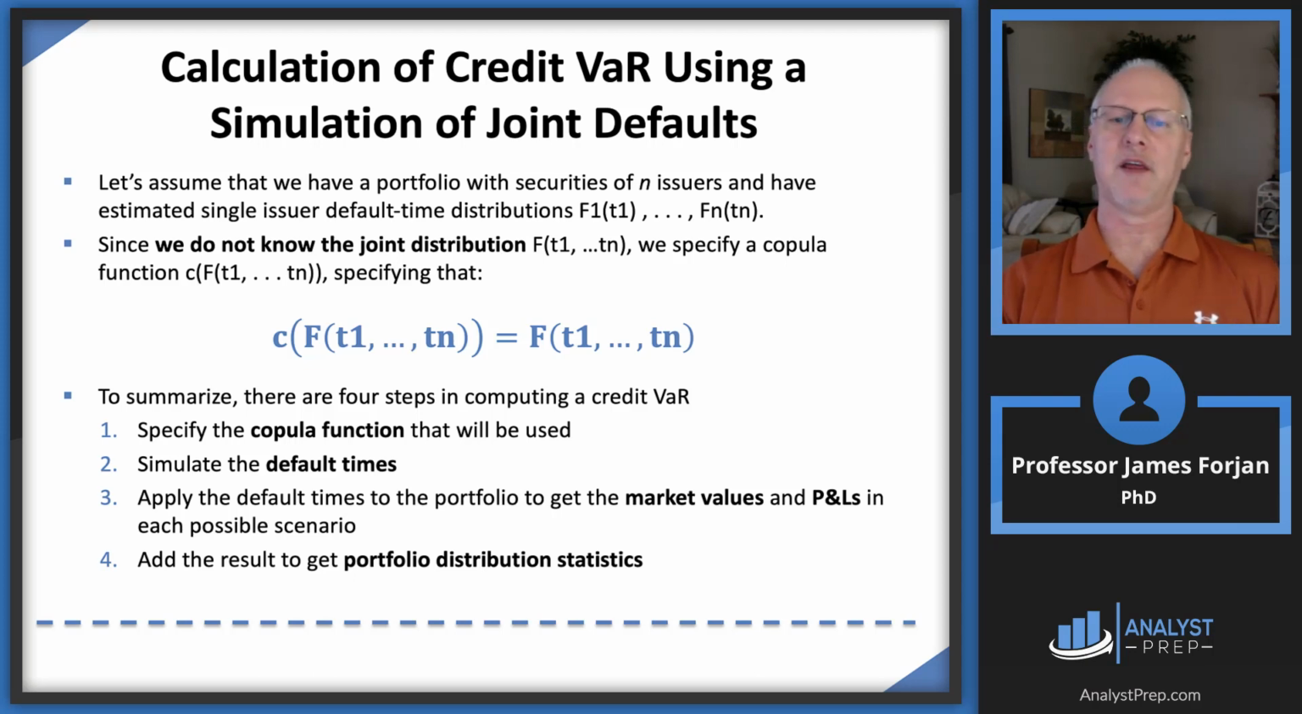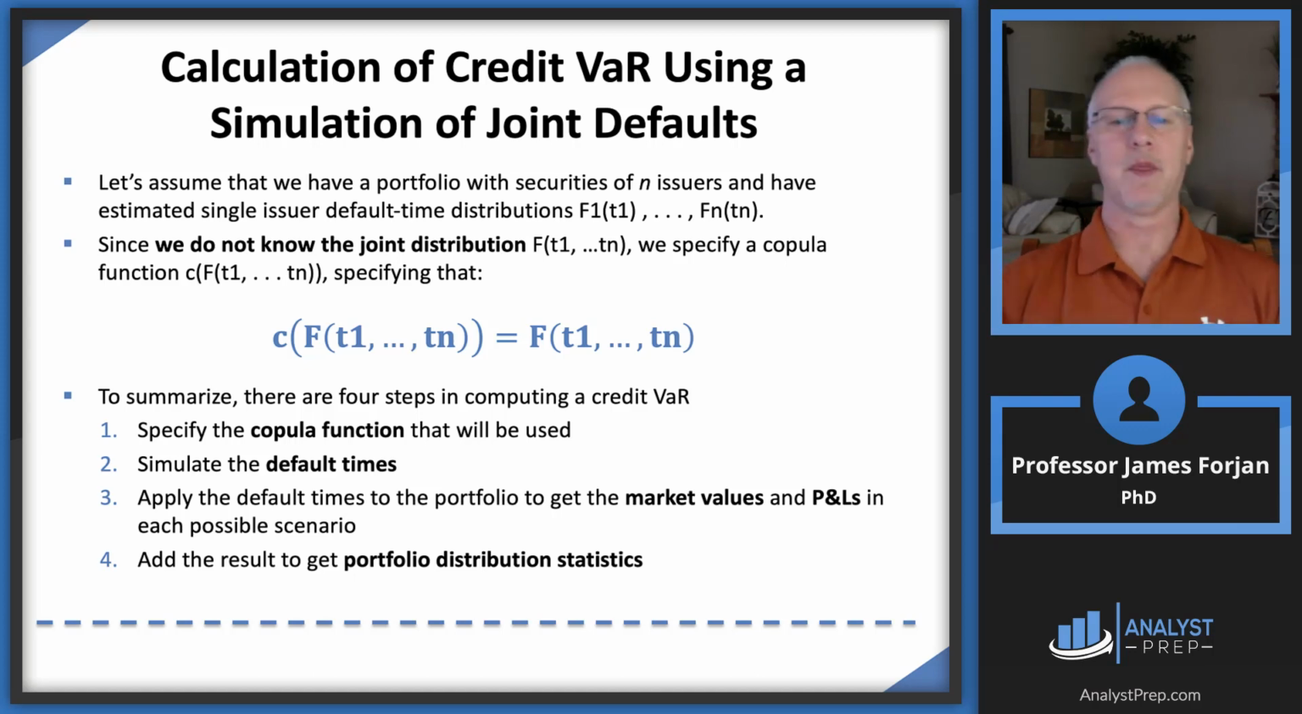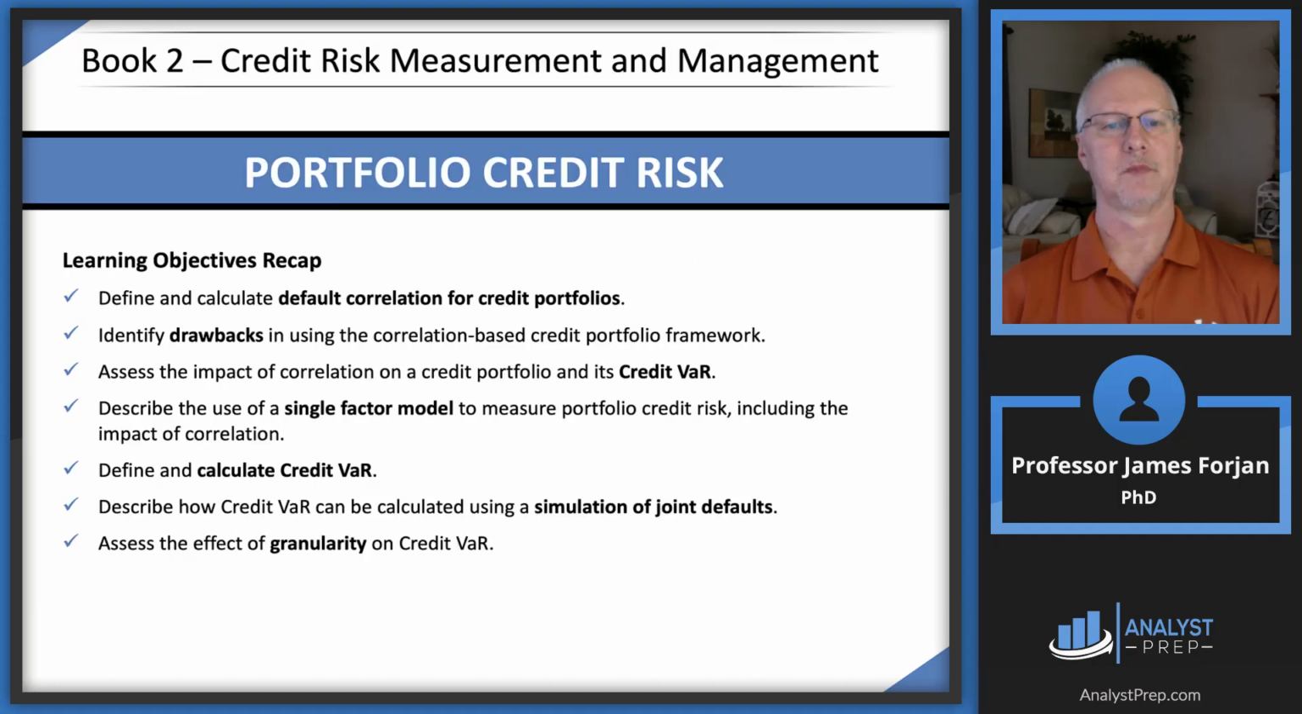So we're going to specify the copula function that we have before, simulate those default times, and then apply those default times to get market values and P&Ls for each possible scenario. So think of some kind of an Excel spreadsheet where you can do profit and loss depending on whether market factors are up or down, and then you can get those portfolio distribution statistics, which will allow us then to estimate that credit value at risk. And I think that takes us through those learning objectives.